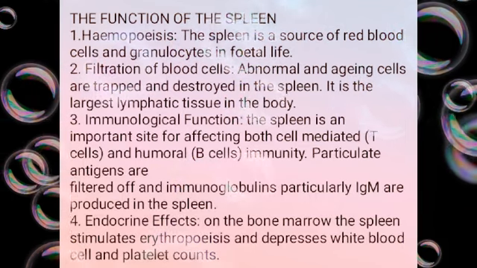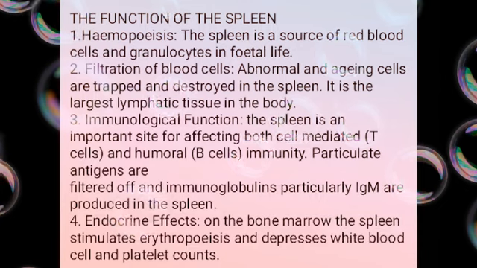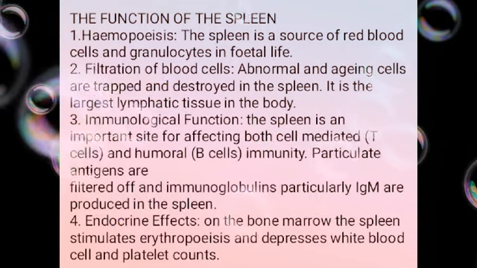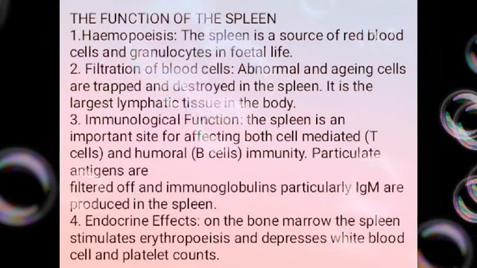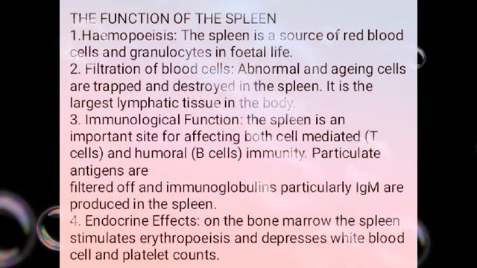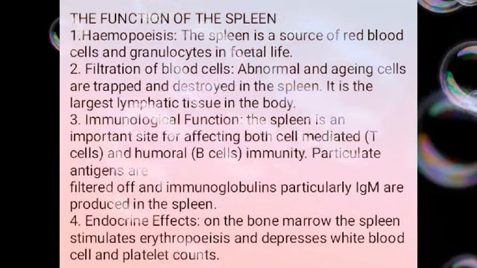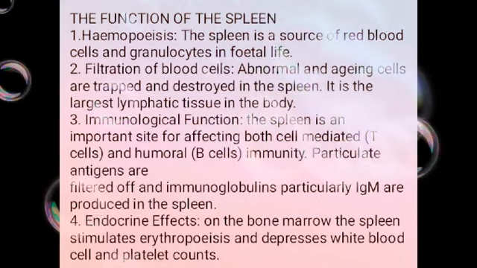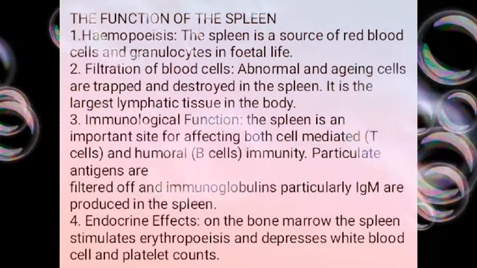Another function is filtration of the blood. As the blood is circulating within the body, since the spleen is a lymphatic organ, it keeps on filtering the blood to detect foreign invaders that can be detrimental within the circulatory system. And when they are found, they are trapped by the spleen and destroyed. That's why we are saying that it is a very functional organ. It is very essential.